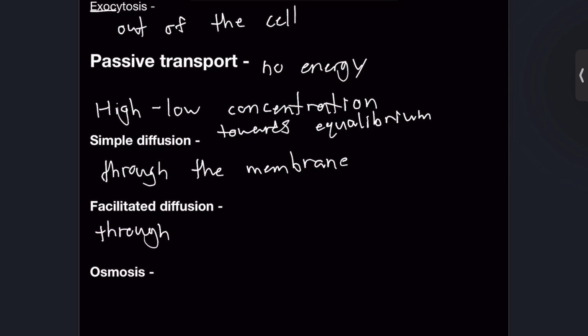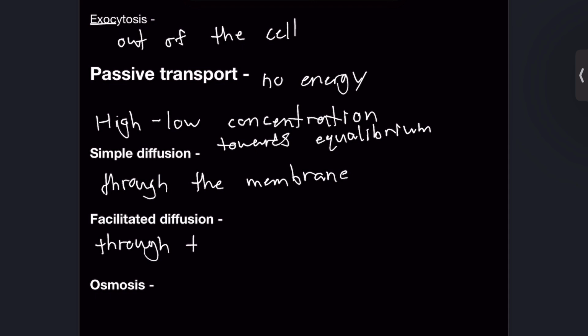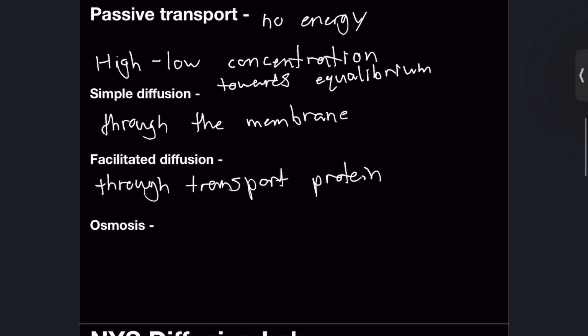The reason why this is still diffusion is because it's still moving from a high to a low concentration, so it's moving along the gradient, but it might be too large to move strictly through the membrane, or it might be charged, which means that it needs the help of a protein to get through. And now the final one you want to know is osmosis, which is specifically the movement of water from a high to a low concentration.